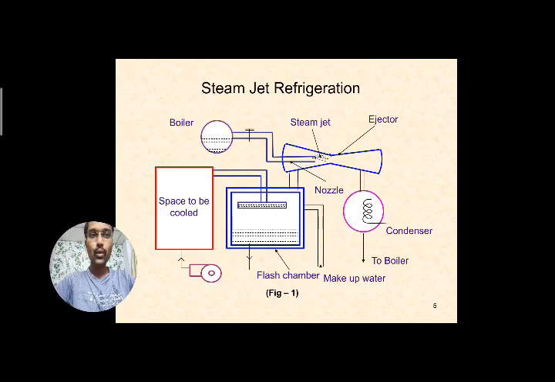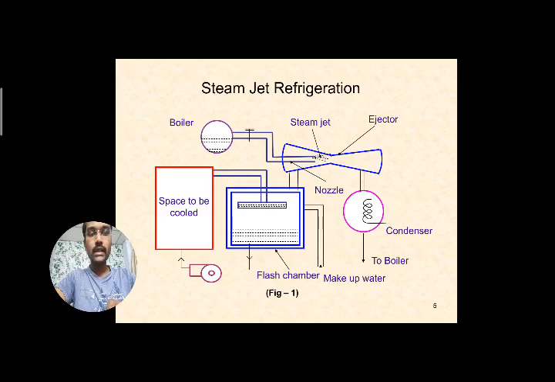Now we'll see how we are getting the cooling effect. The principle here is that you have to reduce the pressure on the surface of the water present in the flash chamber. You can see the water is placed in the flash chamber, so on the surface of the water, you have to reduce the pressure. That is achieved with the help of the steam jet. The steam is produced in the boiler and sent through the nozzle. Whenever it is sent through the nozzle along with the ejector, a very high velocity steam is produced.